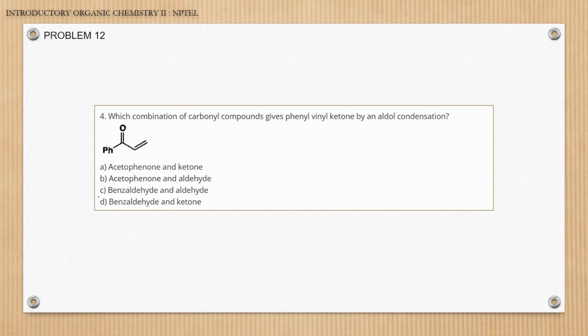It is a very simple question, aldol condensation only. You have to answer which combination of carbonyl compounds will give you phenyl vinyl ketone by the aldol condensation. All of you know the aldol condensation mechanism. Now tell me what combination of these four will give you the phenyl vinyl ketone on aldol condensation. Is it acetophenone and ketone, acetophenone and aldehyde, benzaldehyde and aldehyde, or benzaldehyde and ketone? Any answers?